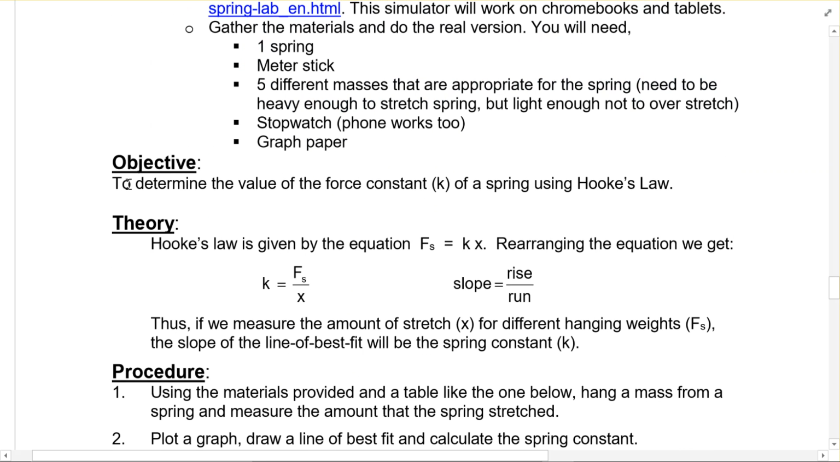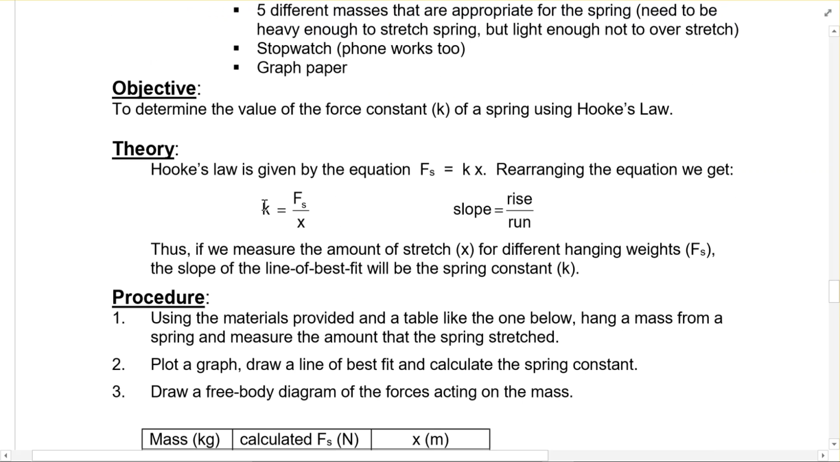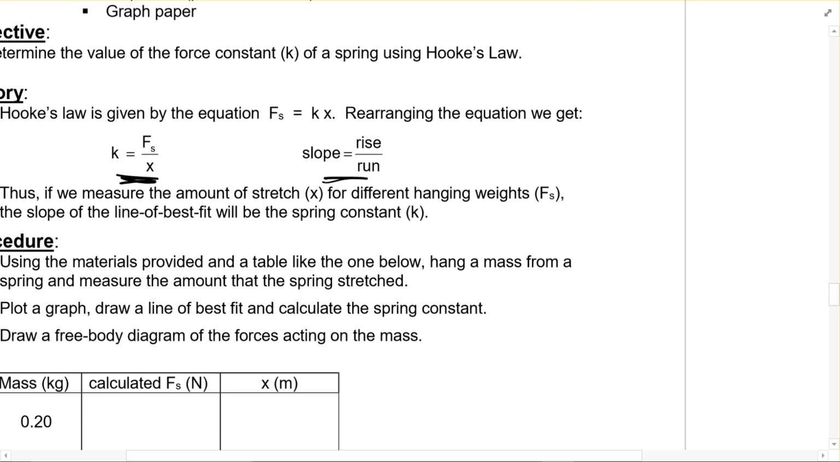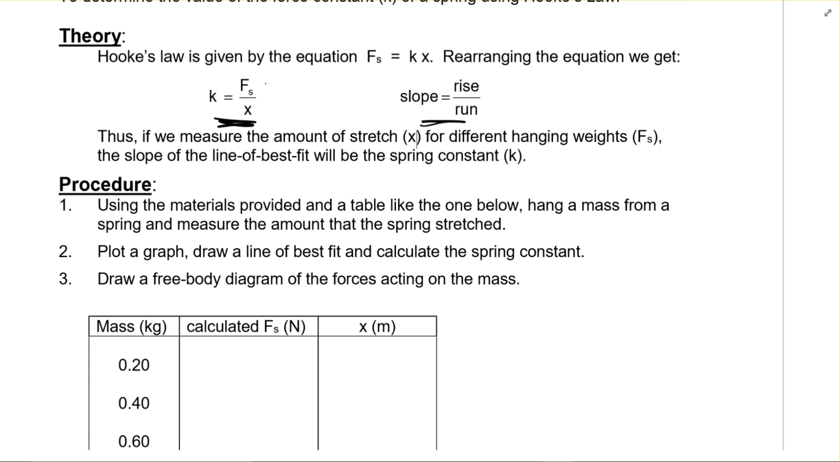So here's the main objective: to determine the value of the force constant of a spring using Hooke's law. So this is Hooke's law that we've talked about, right? If we want to figure out what the spring constant is, what the K value of something is, then we can write it like this, right? And that looks a lot like this, doesn't it? Slope is equal to rise over run. So we can use that fact: if we figure out a few different forces for a few different x values, then we can plot that.